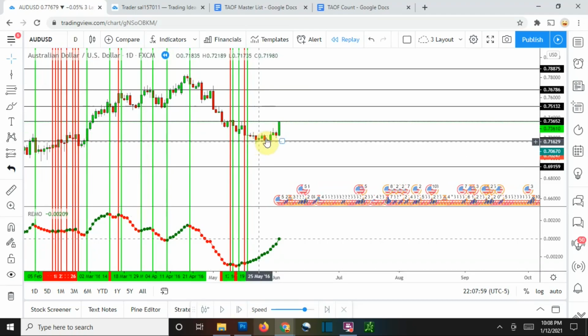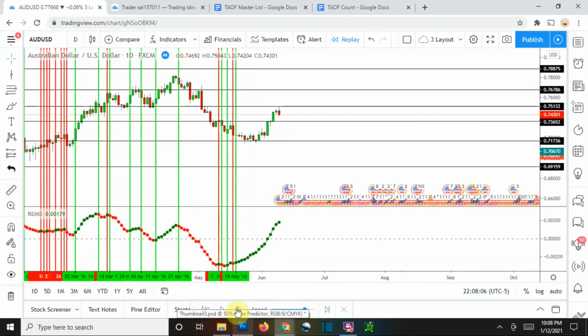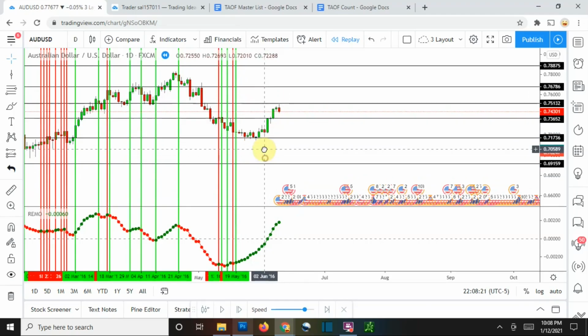Bounced along that area, and it did eventually take off to the upside. Nicely done indicator. It definitely gave us ample forewarning that it was about to reverse and take off, and it did so right at this area of support. That would have been a really good call and a really good trade.